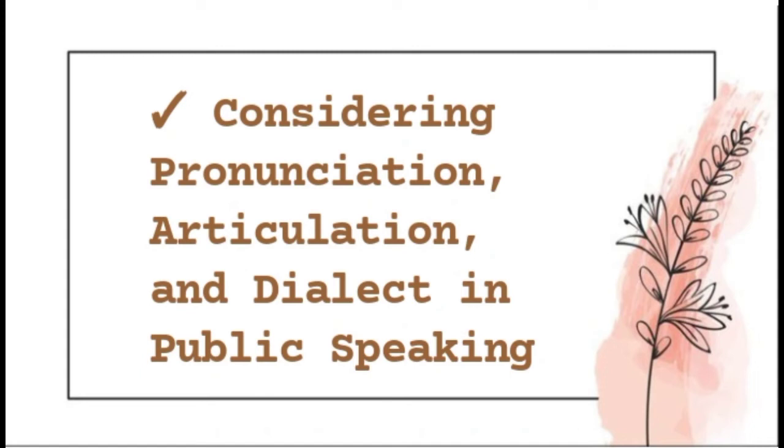Another component of speech delivery is considering pronunciation, articulation, and dialect in public speaking. In public speaking, vocal characteristics influence how effectively a speaker can communicate with the audience. Speech delivery is primarily determined by vocal characteristics. These are characteristics of a speaker's voice, such as how he pronounces his words, how he articulates, and even the dialect he uses. It may not appear to be a big deal, but how a message is delivered is just as important as the message itself.